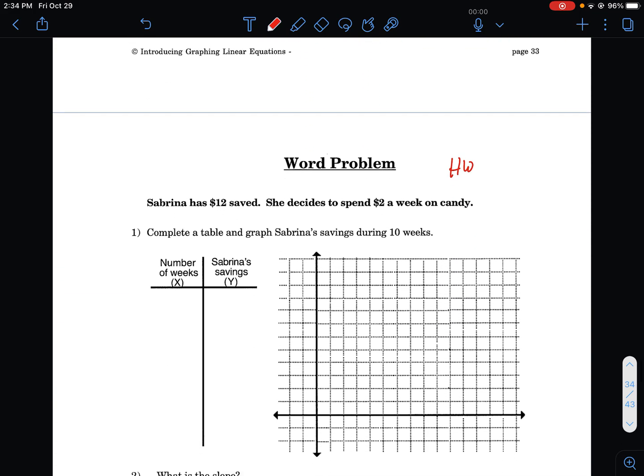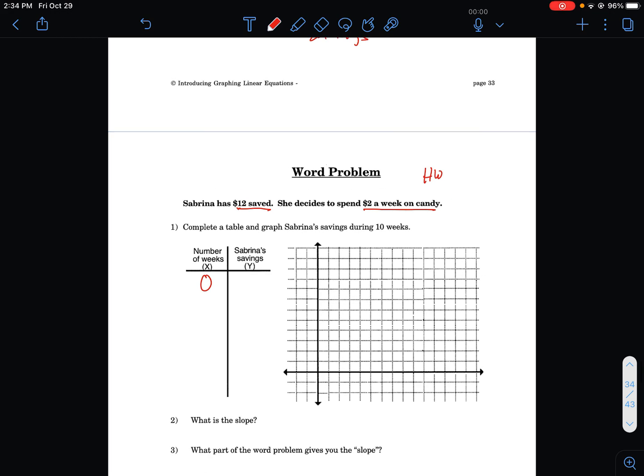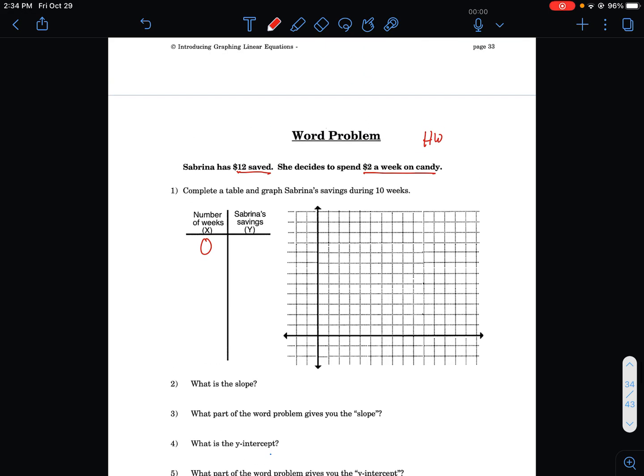And I'd like you to try the next one on your own about Sabrina saving $12 and wanting to spend $2 a week on candy. Remember, don't forget to start off at 0 for your number of weeks, not at 1. Go ahead and try some of those other problems on your own.